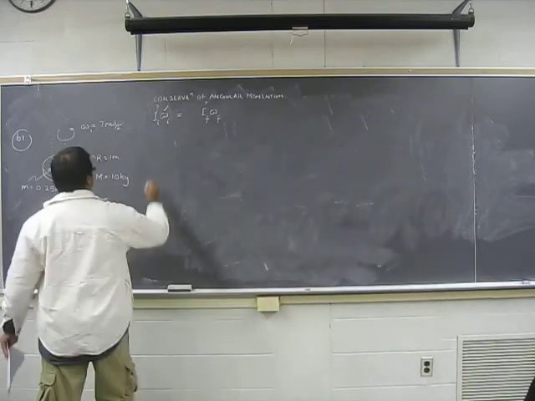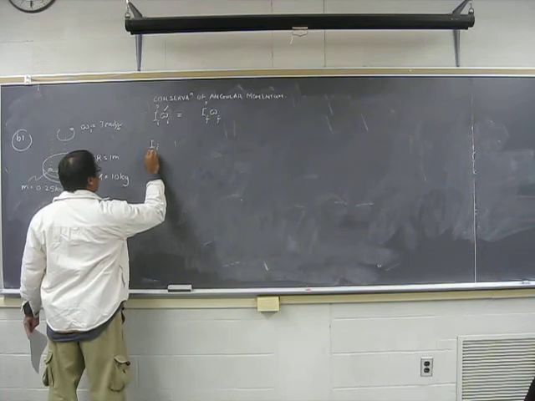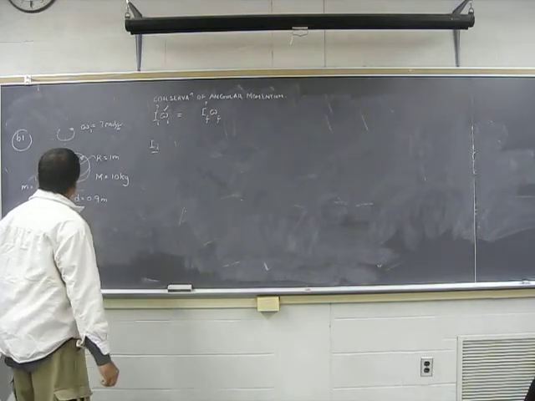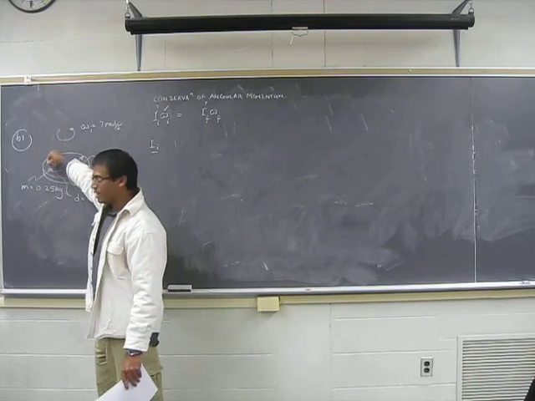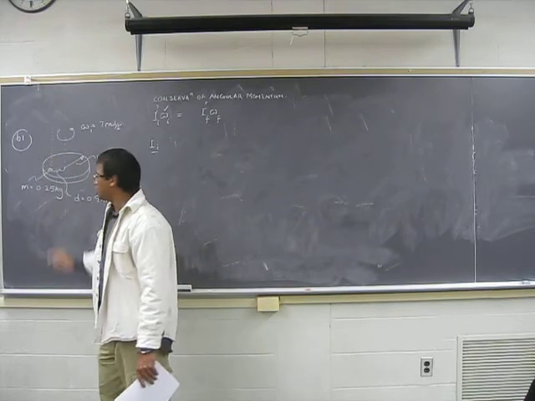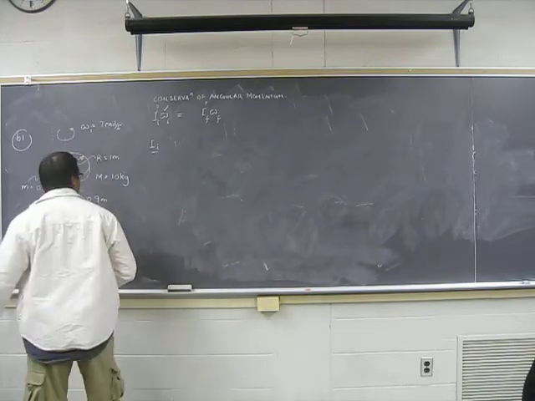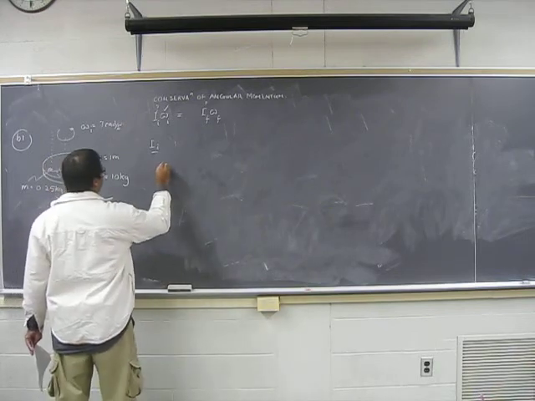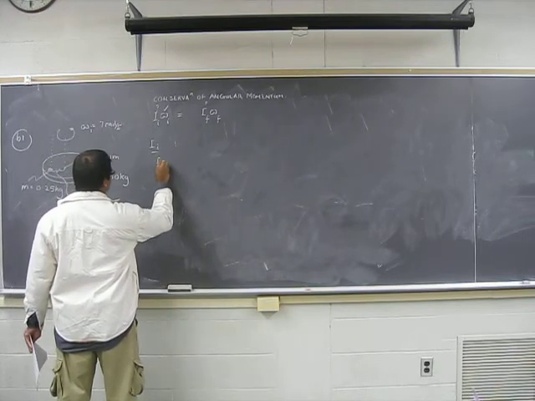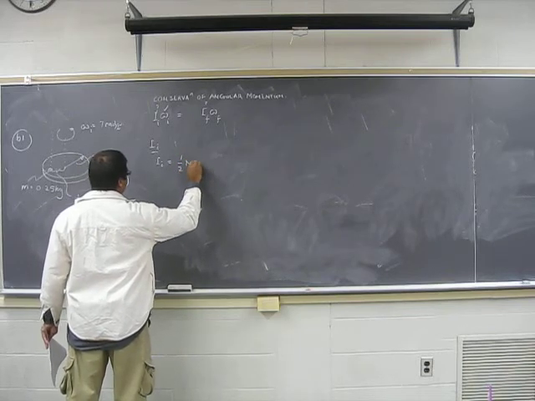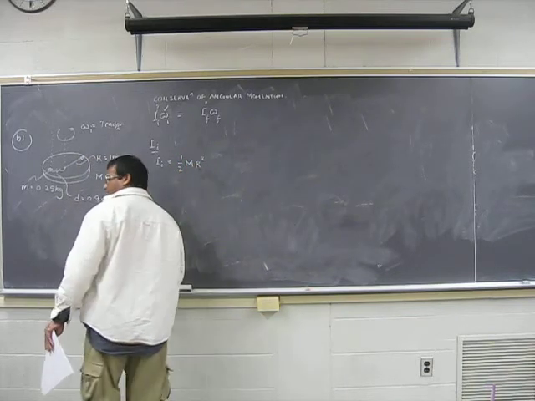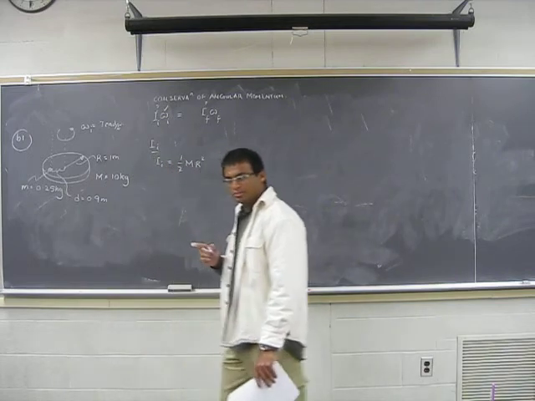So let's find the initial moment of inertia. Initially, the drop or the putty is not there, so it's just the disk that's spinning. For a spinning disk, the moment of inertia is equal to 1/2 mr squared. You have that in your formula sheet.